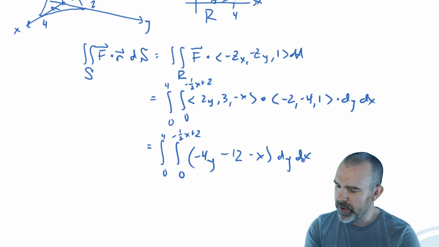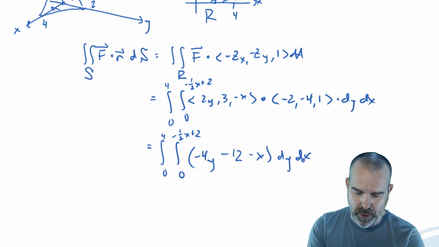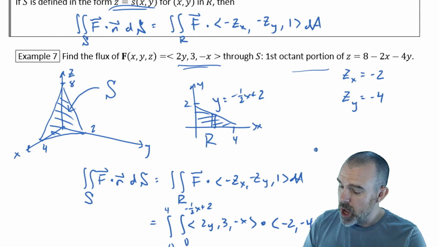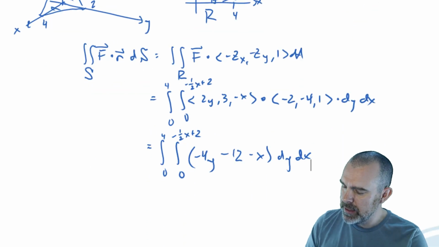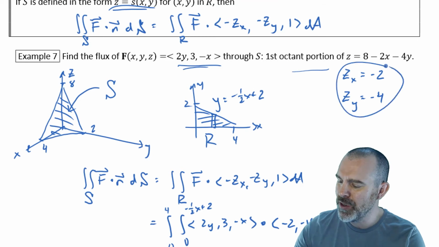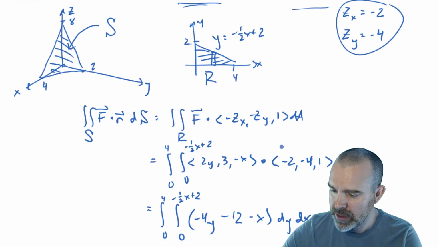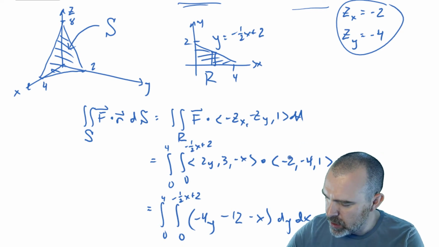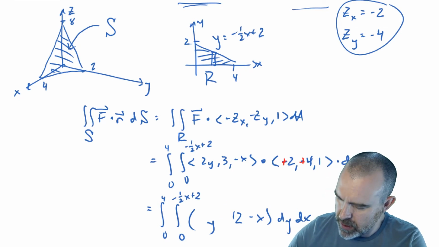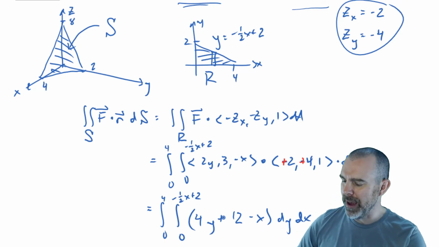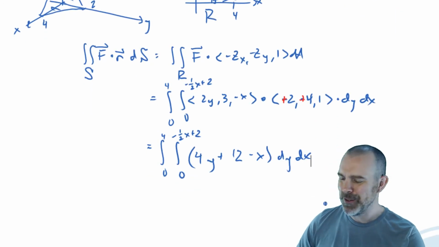Why do I have plus 12 written in my work? Oh, because I went a little too quickly here. Partial derivative of z with respect to x and y, those are already negative. Aha. So these should be positive here. So we'll just cheat and erase. So positive 4y plus 12 minus x. Good thing I checked my notes.